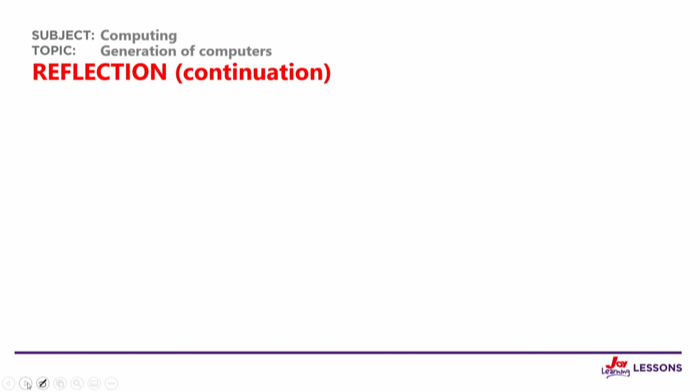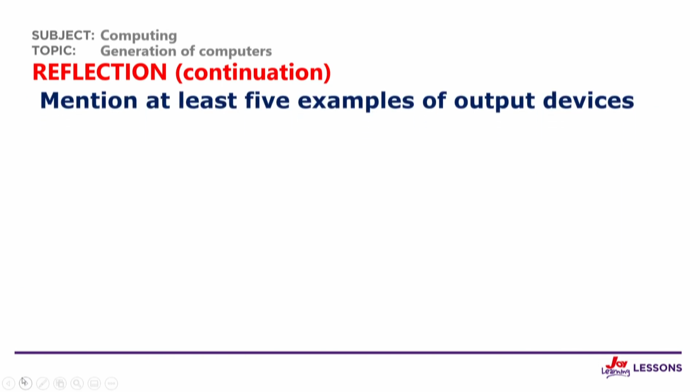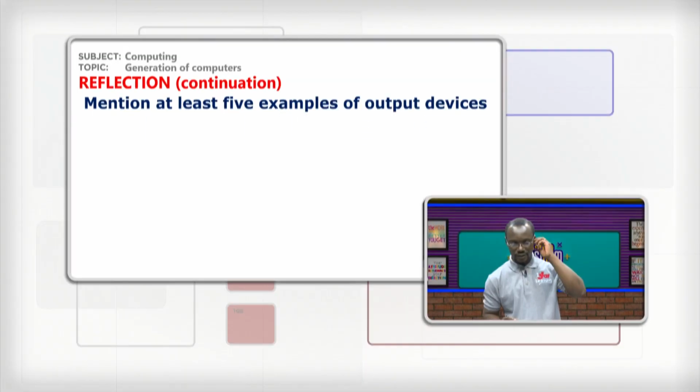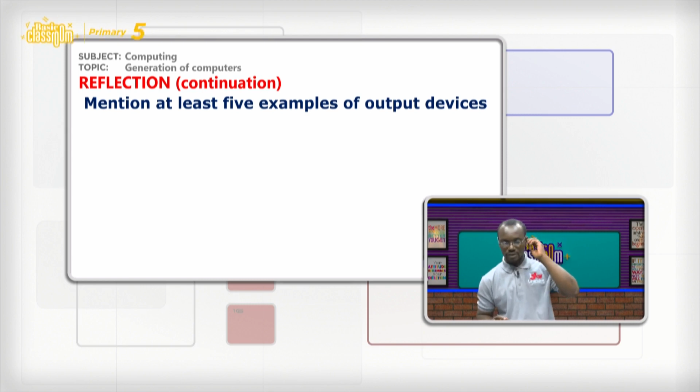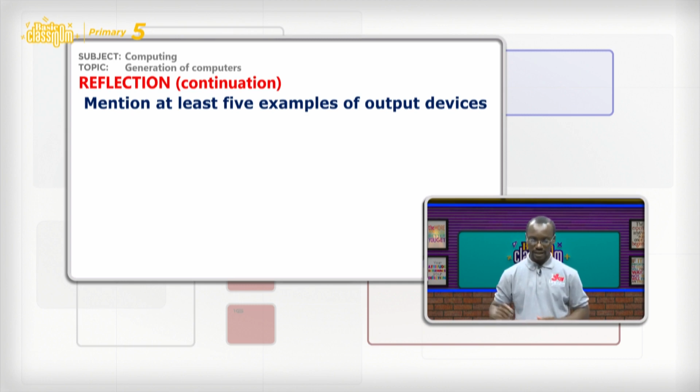Now, we also have another one for you. Mention at least 5 examples of output devices. Okay, I want you to write your answer down. At least 5 examples of output devices. Good. I hope you are doing that.